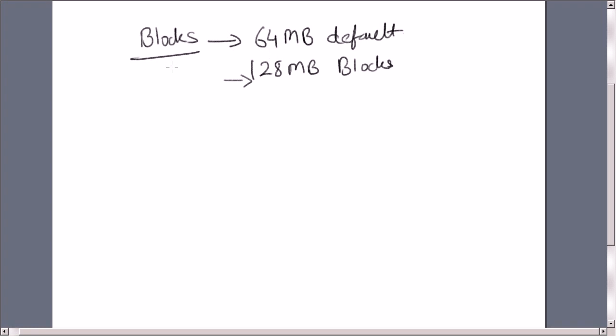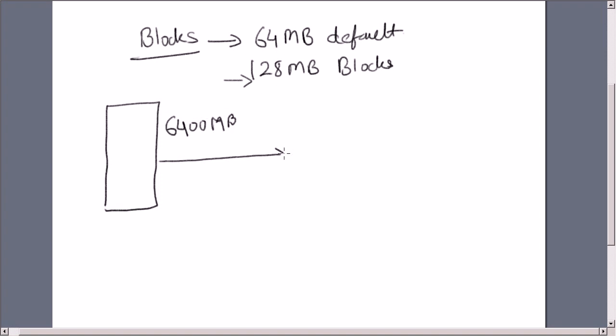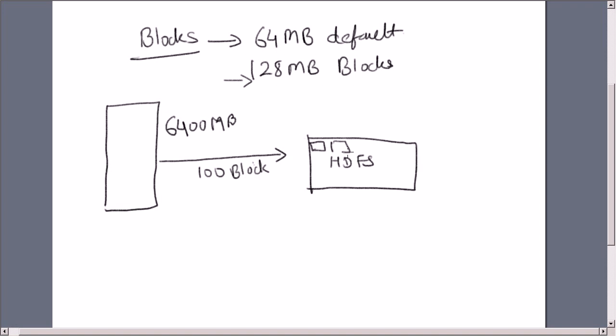So suppose you have a file, this is the file whose size is, let's round it, 6400 MB. Whenever you send this file to store in the HDFS file system, it will first be divided into 100 blocks by the HDFS client or HDFS itself, and these blocks are stored on HDFS.